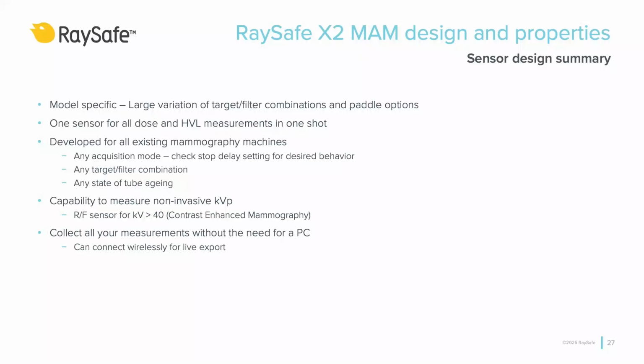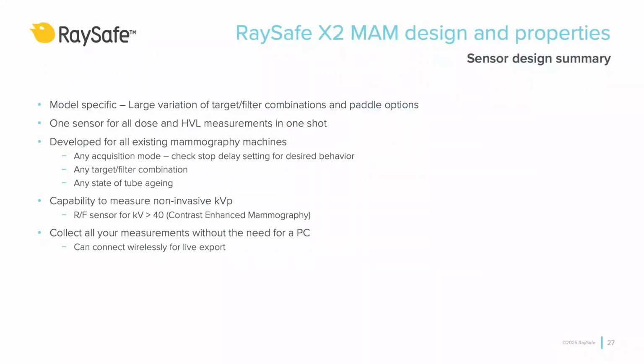A summary of the sensor design. As you understand by now, there are plenty of different machines on the market, and they all differ from each other. But the X2 MAM sensor is designed to help you handle all variations. It can measure dose and HVL on all machines without any settings at all. Just place the sensor in the field and start measuring.